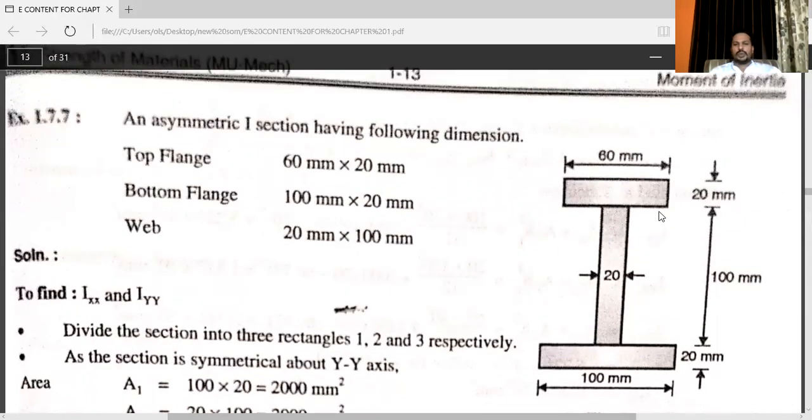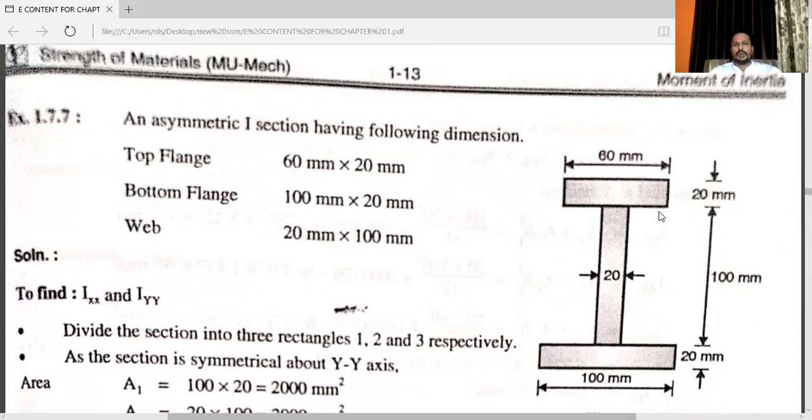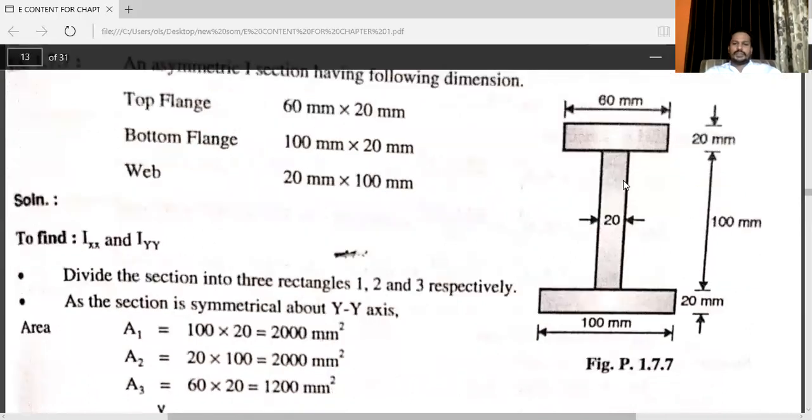Again, I am telling you, to solve the problem on moment of inertia, you have to calculate the centroid point. For each and every problem, the centroid point is very, very important. That we already studied in engineering mechanics. See, this is your given diagram. Draw this diagram very carefully.